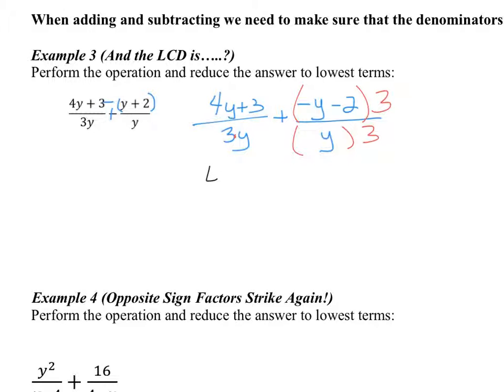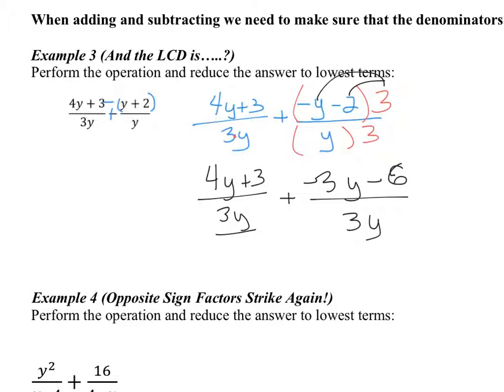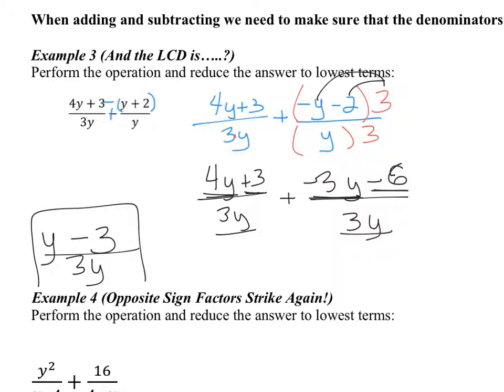So then combine our, do the math here. Distribute this 3 through, so it'd be negative 3y minus 6 over 3y. Now that the denominators are the same, we combine our like terms. I'm going to combine the 4y and the negative 3y. That's just y or 1y, and then the 3 and then negative 6. That would be negative 3. So we're done. Remember, the top can't be reduced unless there's a y minus 3 somewhere, and there isn't.